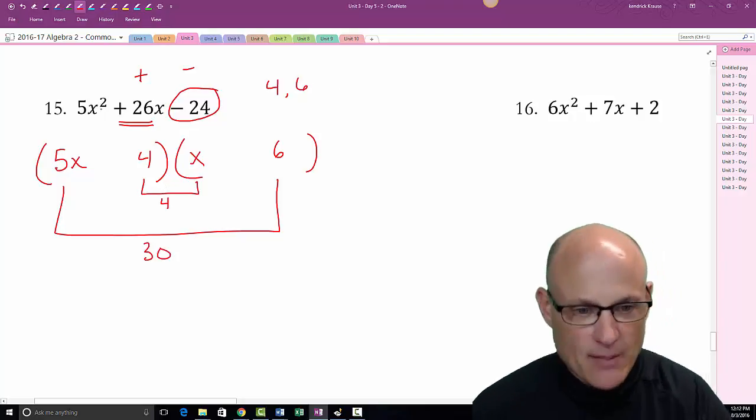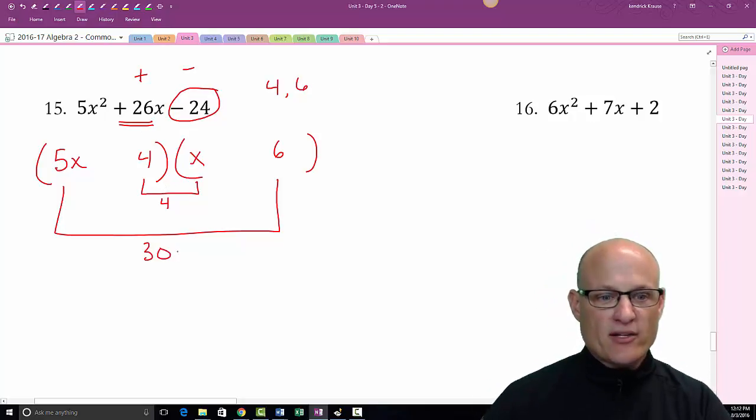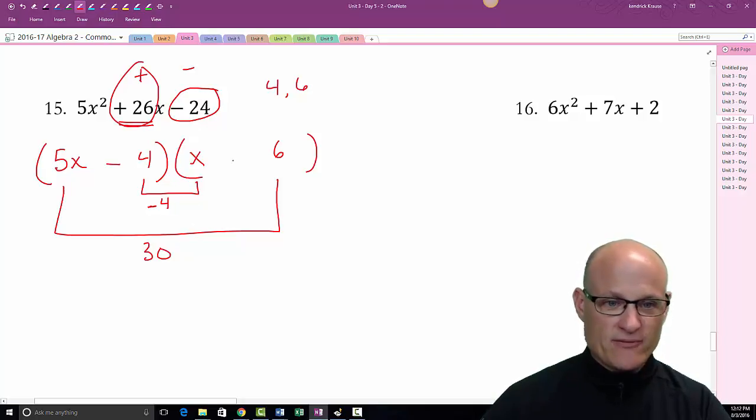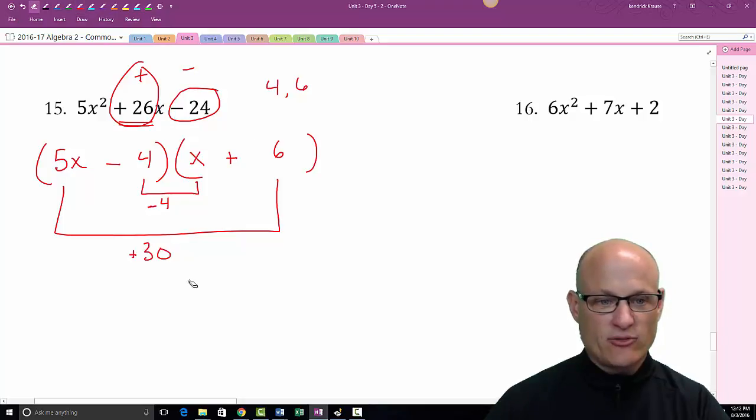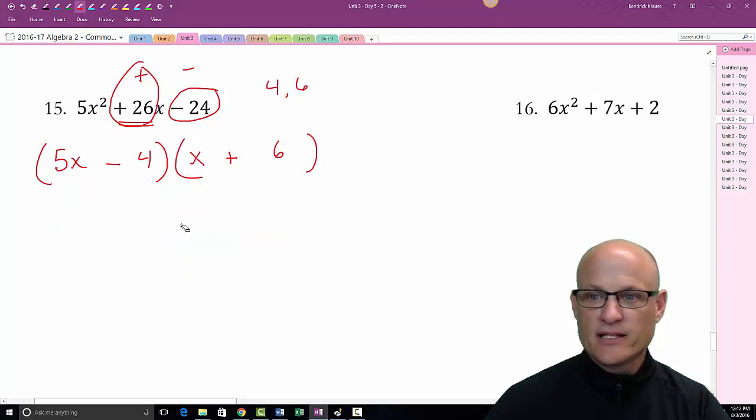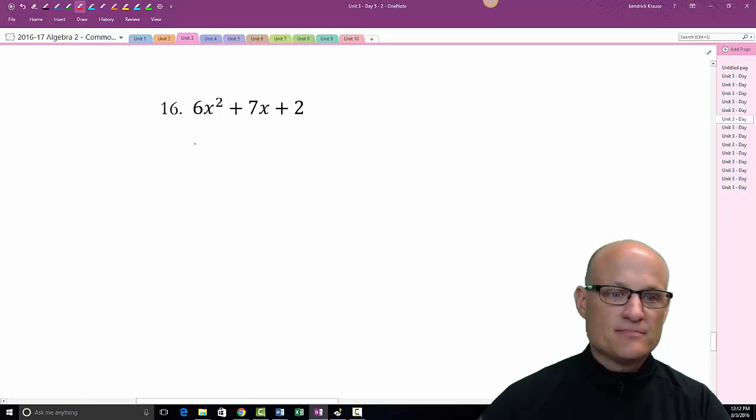Oh my goodness, it can't be that easy. If you subtract 30 minus 4, don't you get 26? I thought I was doing it wrong. I lucked into it. So this has to be a negative 4 and a positive 36. So this has to be positive, this has to be negative, and that gives you your answer. Come on. Give me a challenge.